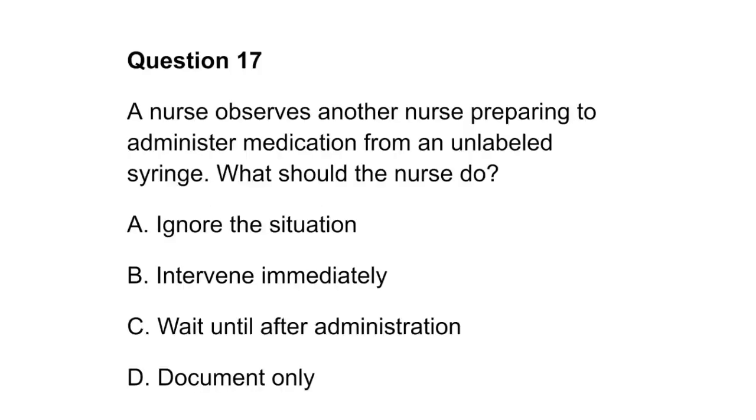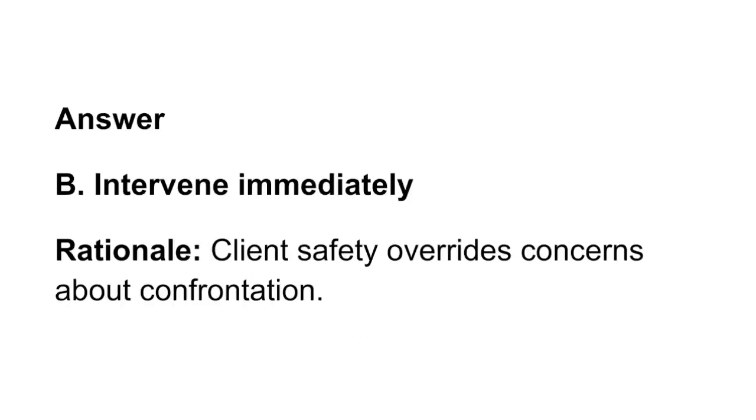Question 17. A nurse observes another nurse preparing to administer medication from an unlabeled syringe. What should the nurse do? A. Ignore the situation. B. Intervene immediately. C. Wait until after administration. D. Document only. Answer. B. Intervene immediately. Rationale. Client safety overrides concerns about confrontation.